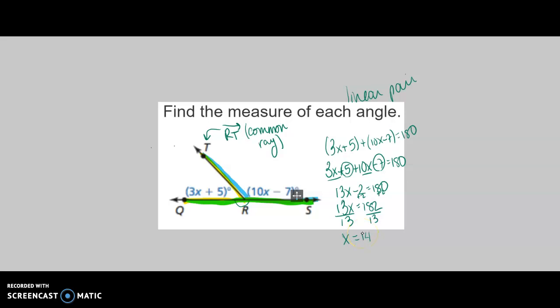So it doesn't say that. It says find the measure of each angle. So if you got down to that part, that's really, really good because you got x equals 14. But make sure measure of angle TRQ is equal to 3 times 14 plus 5 because we have 3x plus 5. Okay, so we have 14 times 3, which is 42 plus 5 is equal to 47 degrees.